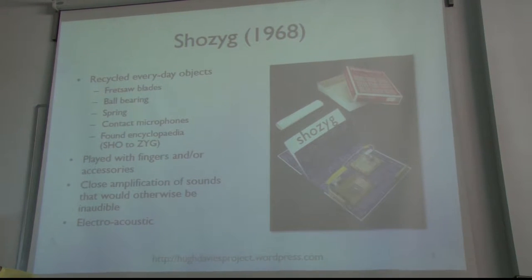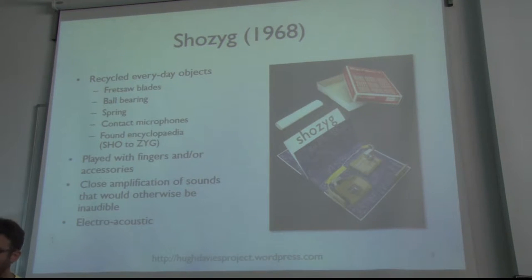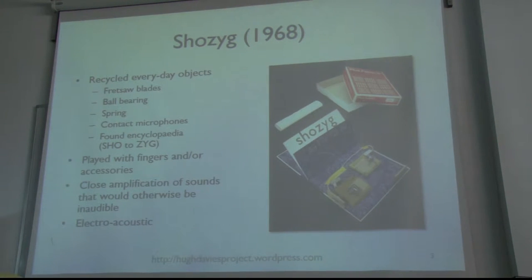And these objects were mounted inside the cover of a book, which had had its pages removed, which happened to be an encyclopedia volume covering the alphabetic range of topics from SHO to ZYG, which is where the instrument got its name from. So the Schozig was designed to be played with the fingers or with the aid of accessories. In the video, Davis appeared to be using a small screwdriver to rotate and scrape along the fret saw blades, which were amplified to produce the sounds that we heard.